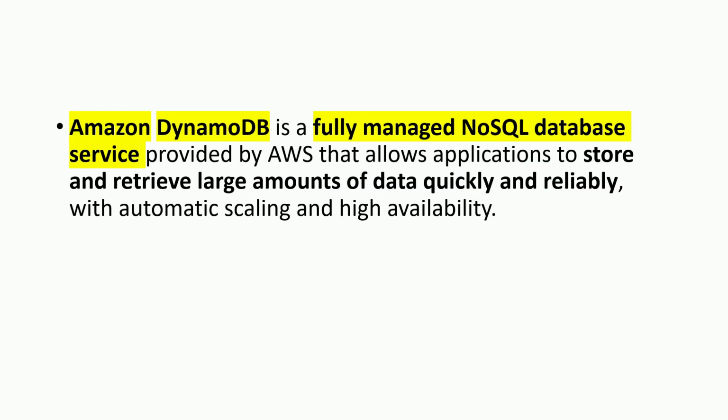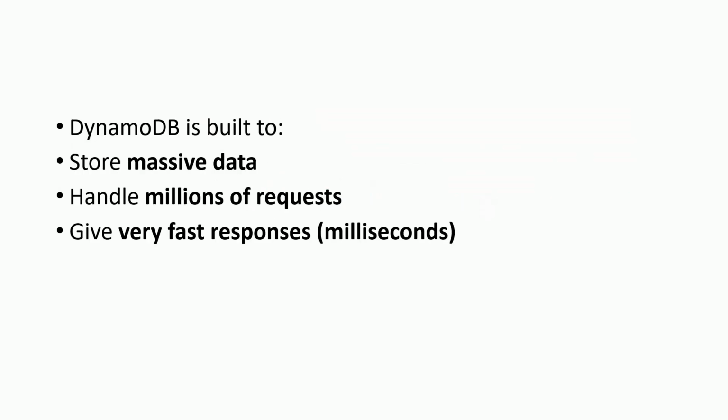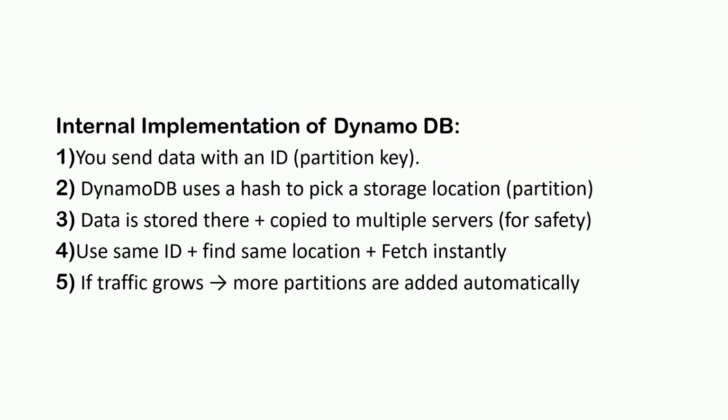Now let's understand how Amazon DynamoDB works internally. Before that, see here, DynamoDB is built to store massive data, handle millions of requests, and also give very fast responses. This is the internal implementation of DynamoDB. I have condensed this to 5 points to make it easier to understand.